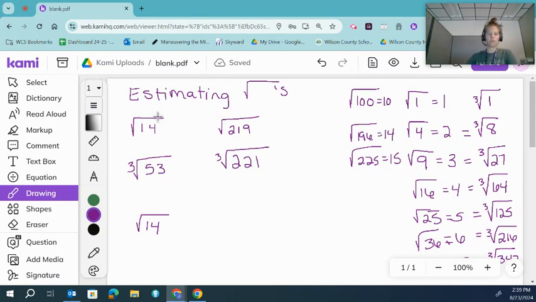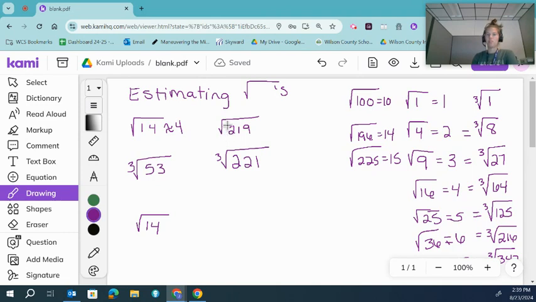All right, so these first ones, we're just going to estimate to the nearest integer. The square root of 14 is going to fall between the square root of 9 and the square root of 16, which means it's between the numbers 3 and 4 on our number line. And the square root of 14 is going to be closer to the square root of 16, which means it's going to be closer to the number 4. So it's approximately 4 if we're rounding to the nearest integer.